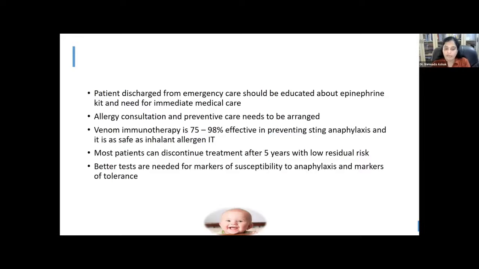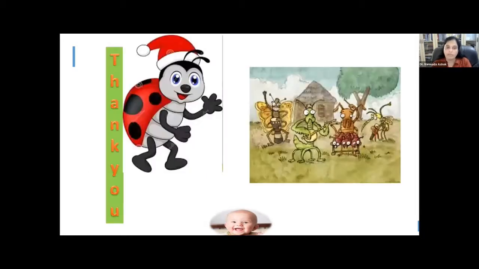Better tests are needed for markers of susceptibility. Of course, CRD and all is coming up in India. And one more thing is we need venom immunotherapy. We need the allergens here. We also need to think about starting immunotherapy in our patients.